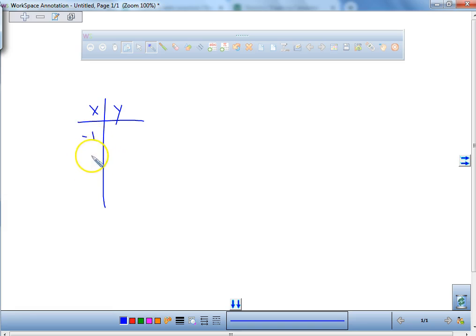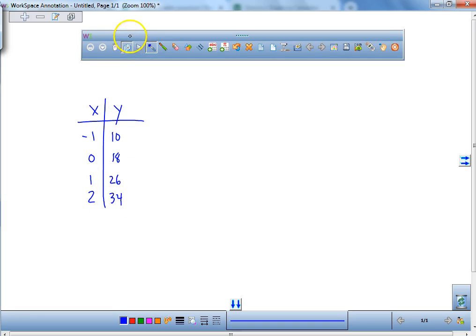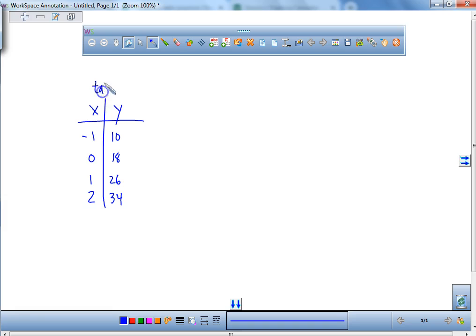-1, 0, 1, and what? 2. Okay. And what are the y's? 10, 18, 26, 34. Okay, perfect. Now this is a table, all right? And so we're going to take these ordered pairs and use any two ordered pairs to find the slope.